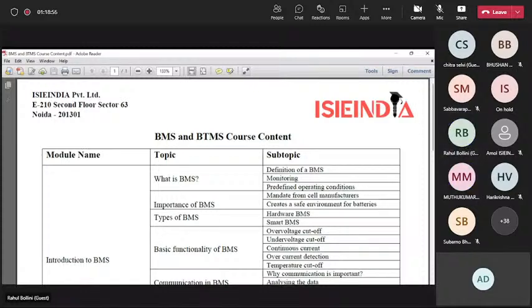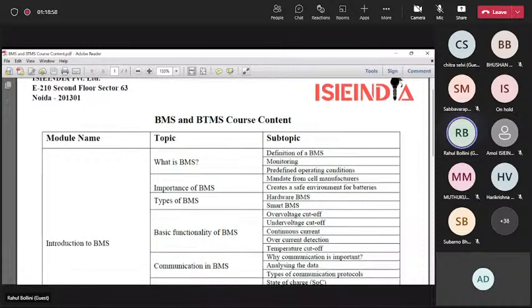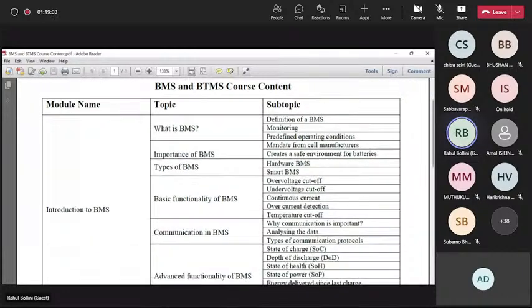Yes. So this is about BMS and BTMS. This is another module that I am teaching. So what is the BMS? We'll be talking about the definition of BMS, and its job is to monitor predefined operating conditions and all those things. And the importance of BMS. It is actually a mandate from cell manufacturers: don't use cells just like that. You need a BMS at all times. Cells should not be used without BMS. So it's a mandate. It creates a safe environment.